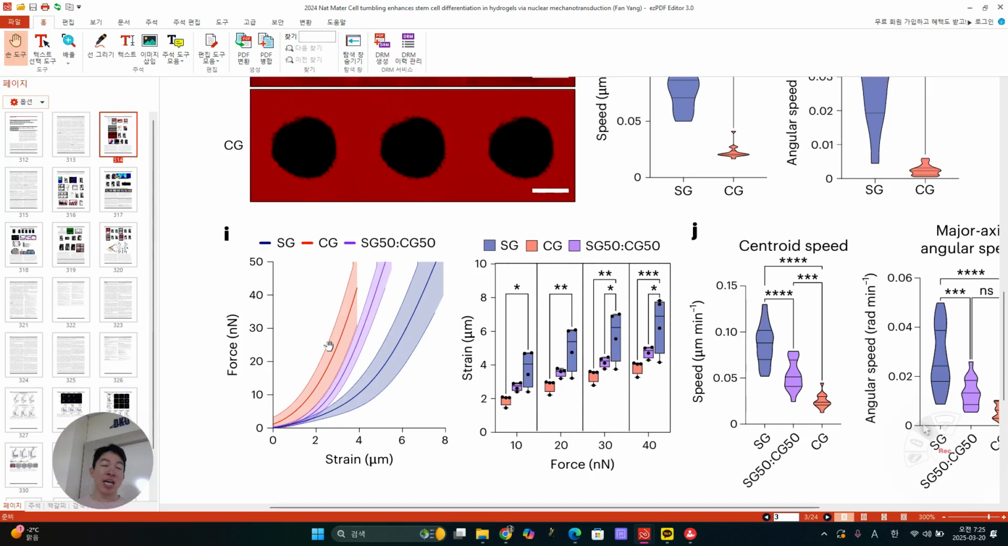So always softer than, and then half and half are in between. They also check this sensor speed versus major axis speed, at the same time, right? And then I want to show you this one. Actually, these two should be similar, right?